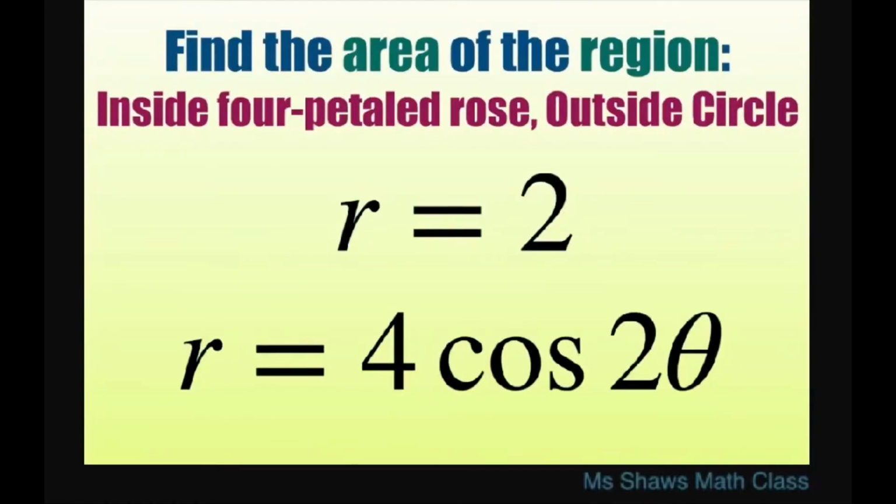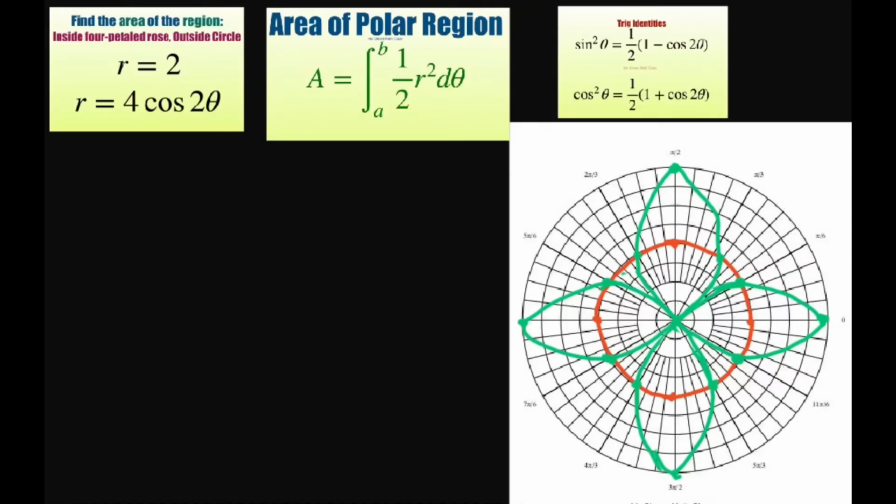Everyone, we're going to find the area of the region inside a four-petaled rose and outside the circle. So let's look at this. I put the circle in red and the four-petaled rose in green, and it's just a sketch. What they're looking for is this region in here. So there's 4 of these. So just quickly do that. That's the region that they want the area for.